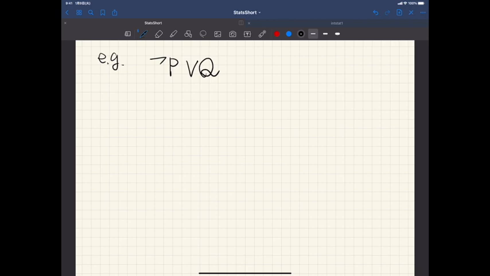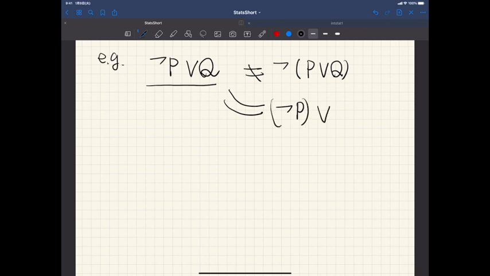Now let's consider a little bit more complicated proposition. This one is not P or Q. It may be confusing, but this is not equal to not (P or Q). But this should be read as (not P) or Q. So they are different. To see this, let's make the truth tables of both of these.